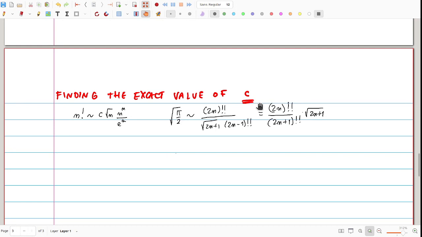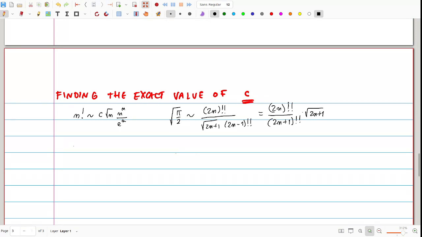Now the idea is that in this formula here we have an approximation of the factorial depending on the constant C, and here we have an exact value depending on the factorial. So we want to plug the factorial in Wallis formula and hopefully find C. So we need to write the semifactorials with respect to the factorials.